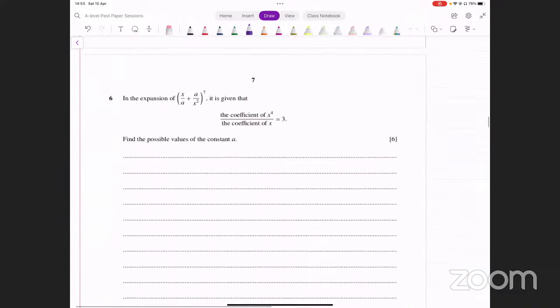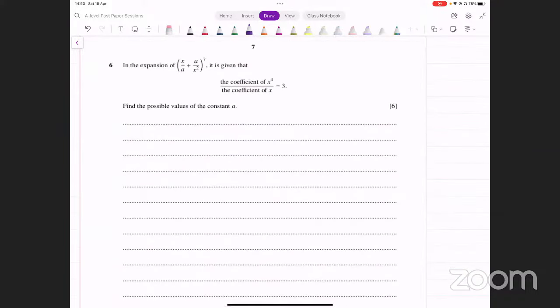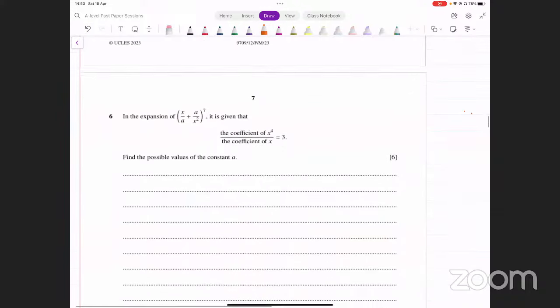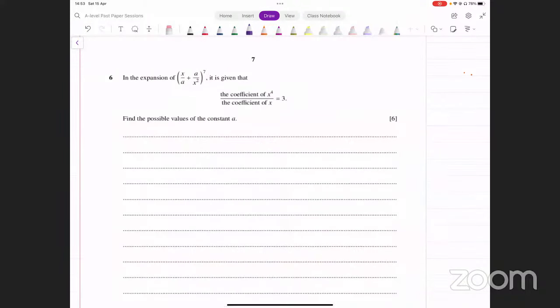Question number 6. Now it says in the expansion of x over a plus a over x square whole raised to power 7, it's given that the coefficient of x raised to power 4 divided by the coefficient of x is equal to 3. We need to find the possible values of the constant a. अब सबसे पहले तो आपको क्या करना है, ये दोनों coefficients निकालने हैं. Coefficient of x raised to power 4 and the coefficient of x, you need to figure these two things out. ठीक है?